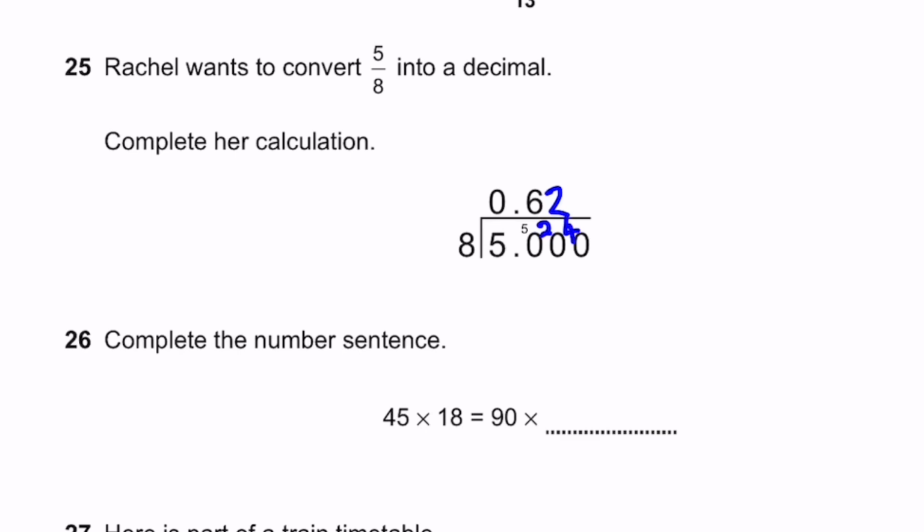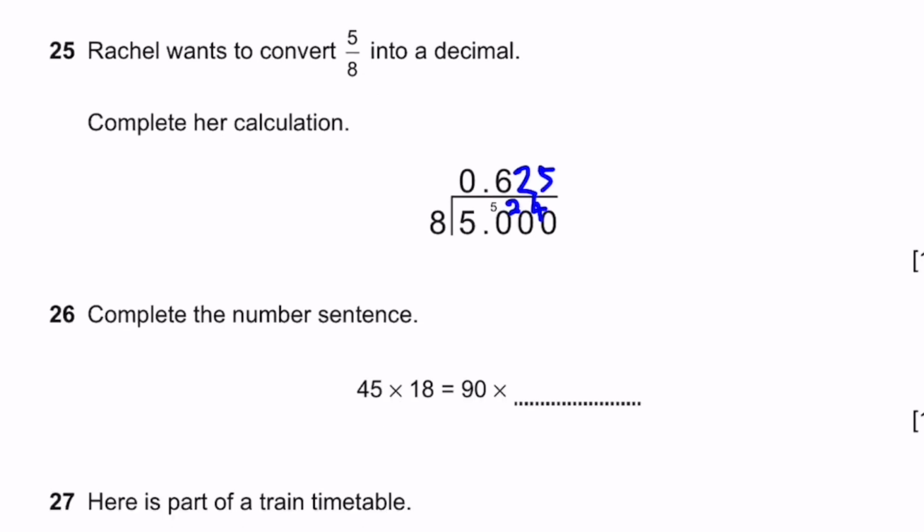20 minus 16 is equal to 4, so that's the remainder. 40 now, because we have another 0. 40 divided by 8 is equal to 5, and there's no remainder. So, that's it, 0.625.